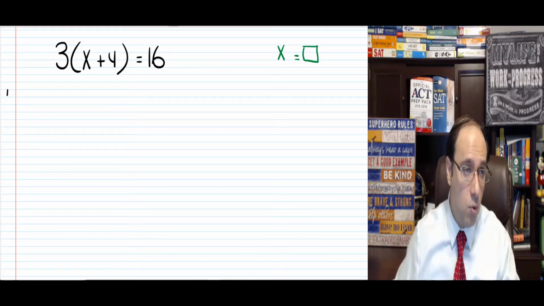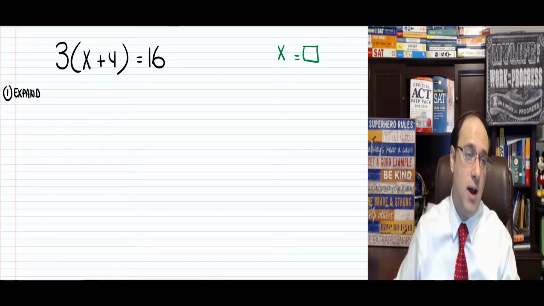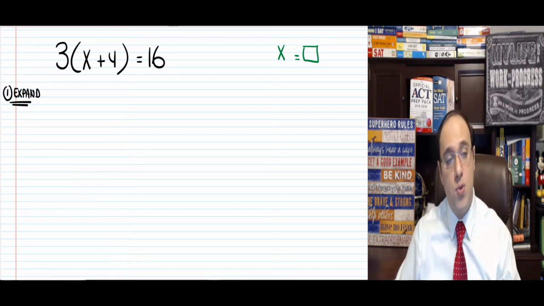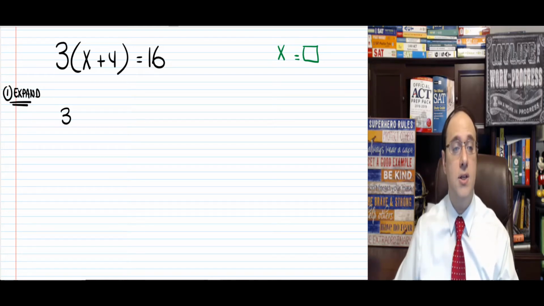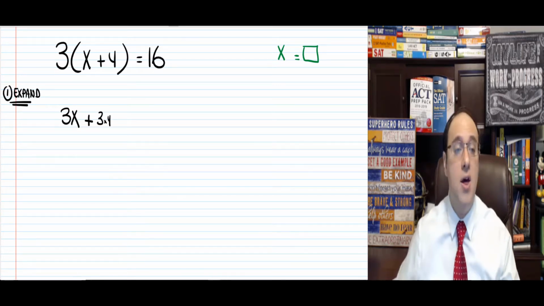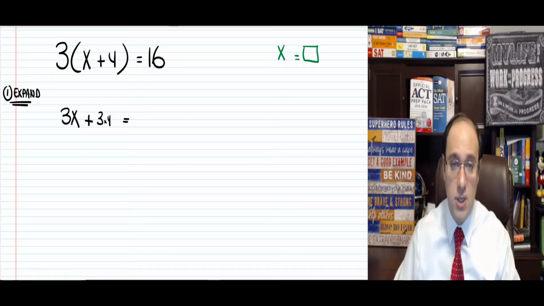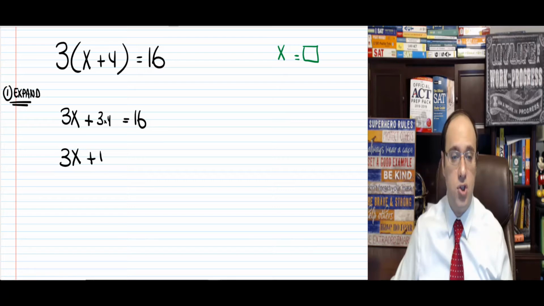So step number 1, we need to expand in order to get the x by itself. So 3 times x plus 4 is 3 times x plus 3 times 4. Okay, I just expanded. 3x plus 3 times 4 equals 16. So 3x plus 12 equals 16.